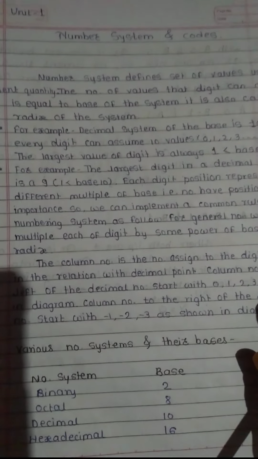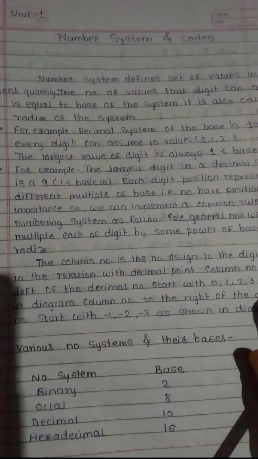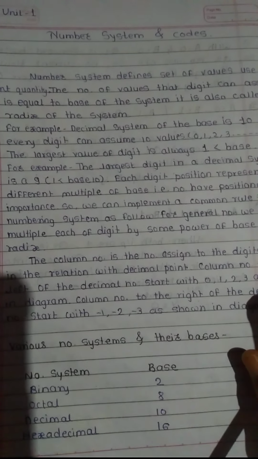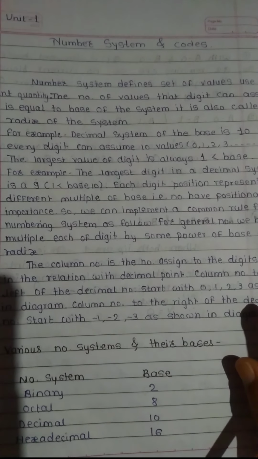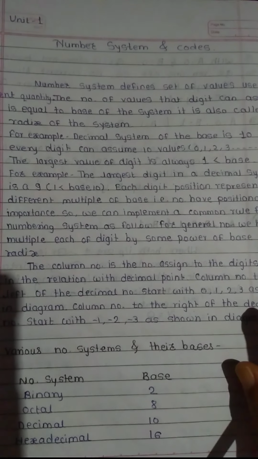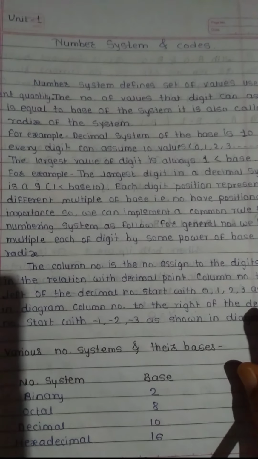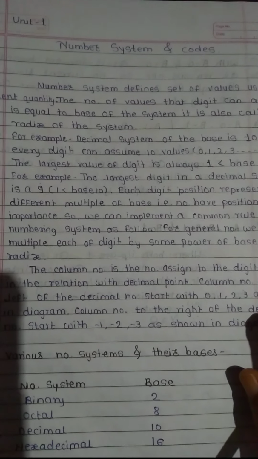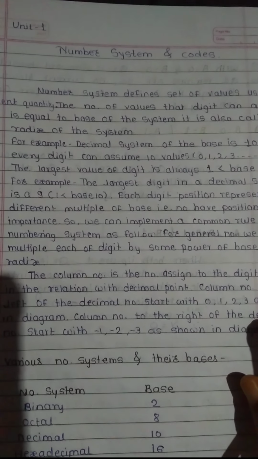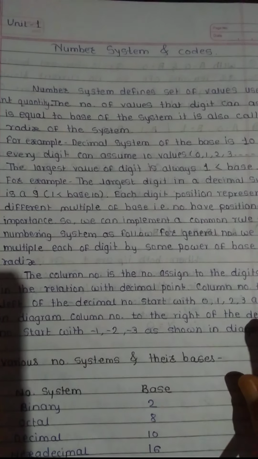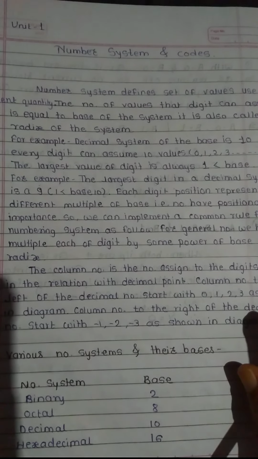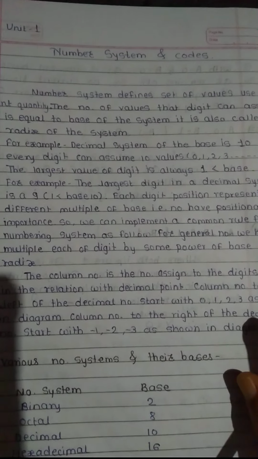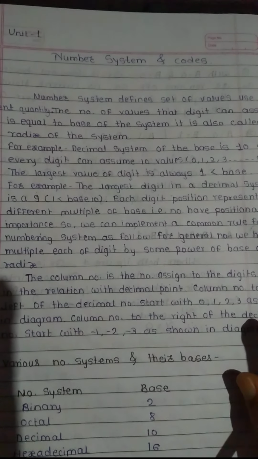Hello students, today I again repeat the topic number system and codes. A number system defines a set of values used to represent a quantity, and the number of values that a digit can assume is always equal to the base of the system. It is also called the radix of the system. For example, the decimal number system has base 10. Every digit can assume 10 values, 0 to 9.